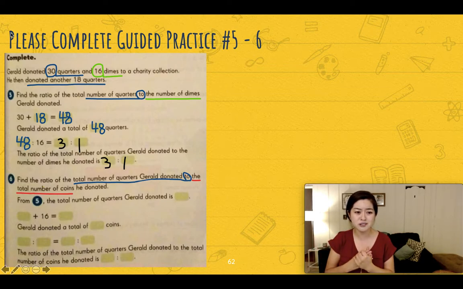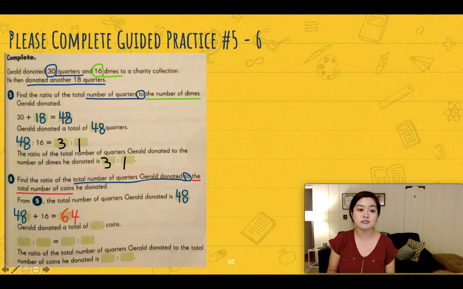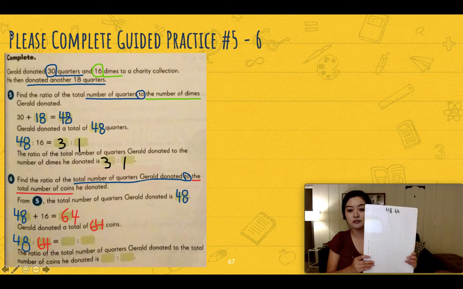What do we need to do? Well, it says there from 5, the total number of quarters Gerald donated is 48, right? And the total number of dimes is 16. So we just have to do 48 plus 16 to find the total number of coins. And that becomes 64. So Gerald donated a total of 64 coins. Okay, and then the ratio becomes 48 to 64, like so.